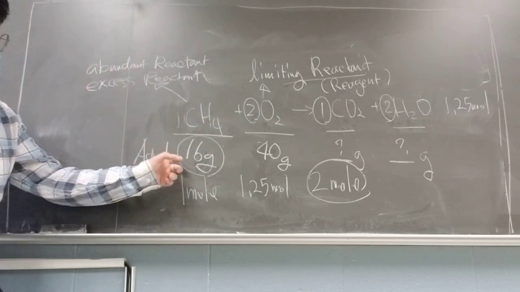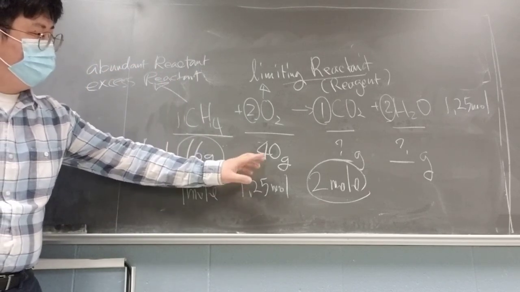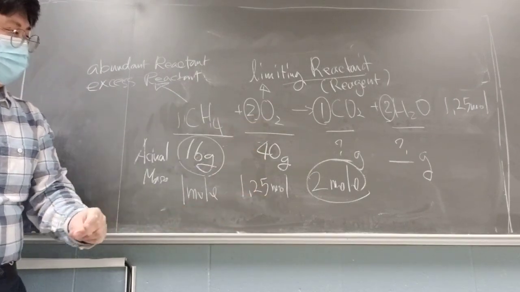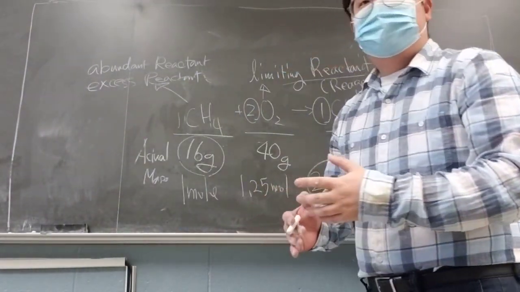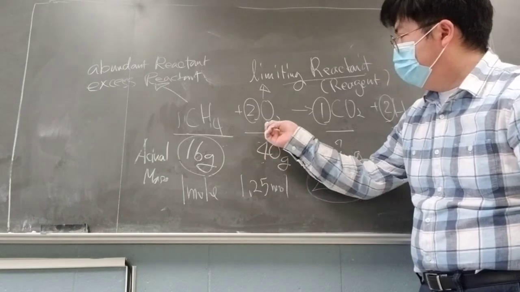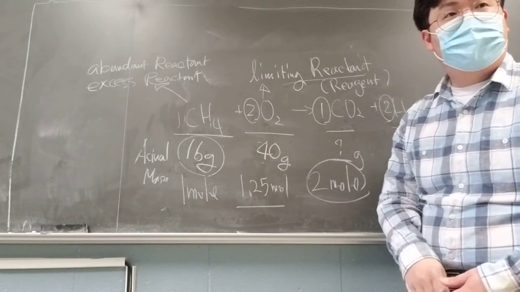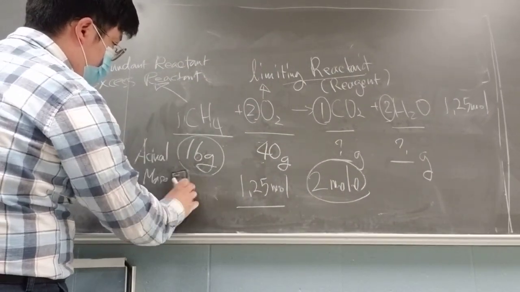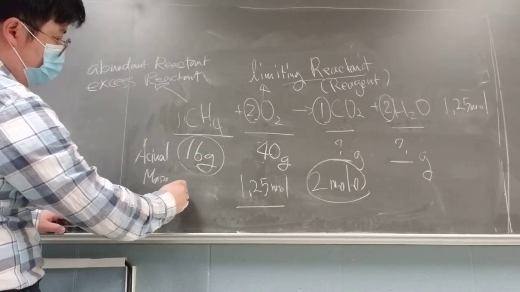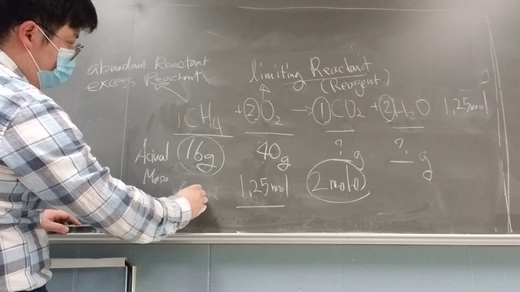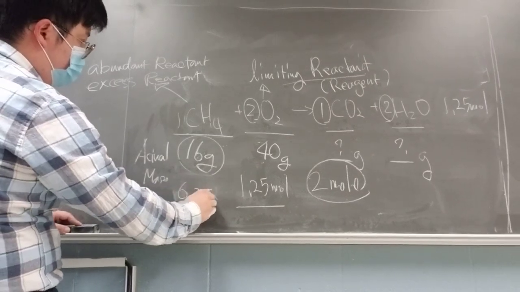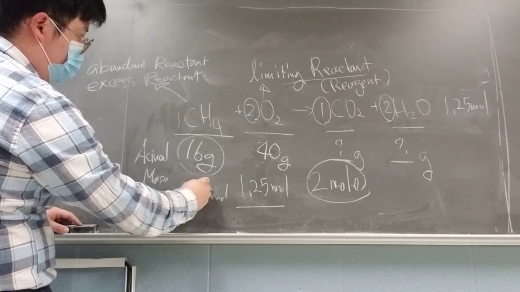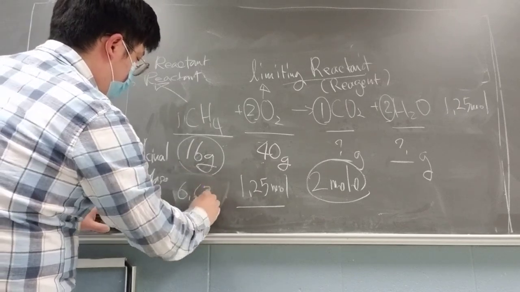Because from this view, it has 1 mole, so it should have 2 moles of the oxygen gas molecule here, but only 1.25. So meaning, let's just look at it from this side. If you look at it from the oxygen, it has 1.25, right? Okay, so you only need to have just 2.5.